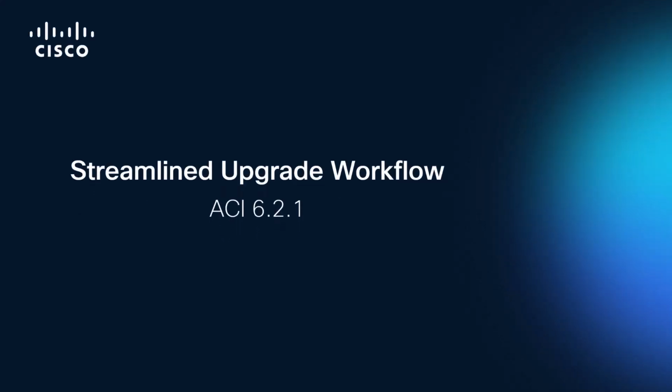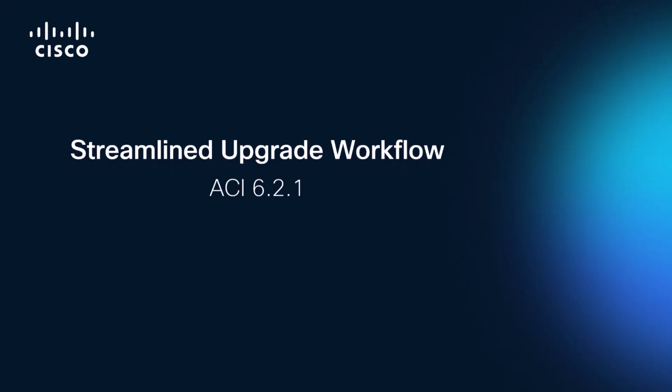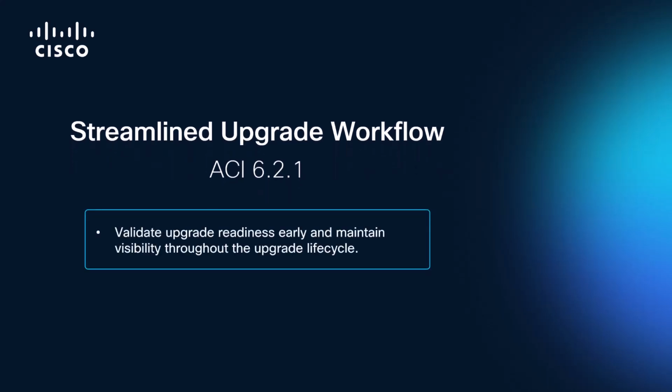Upgrading a fabric can introduce risk if dependencies or configuration issues are not identified early. In Cisco ACI 6.2.1, the upgrade workflow is redesigned to validate conditions up front, execute tasks more efficiently, and provide continuous visibility throughout the process. Key enhancements include support for SIMC upgrades directly from the controller, earlier detection of failures, and improved monitoring across the entire upgrade lifecycle.